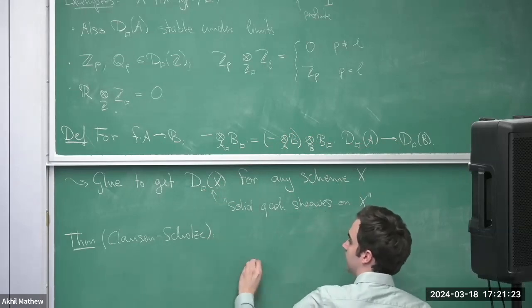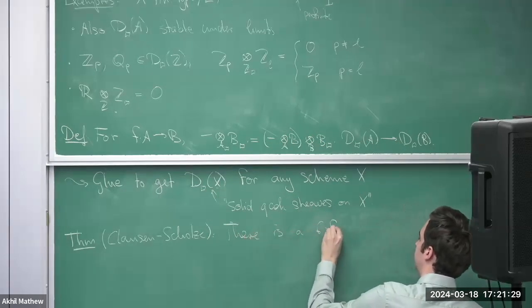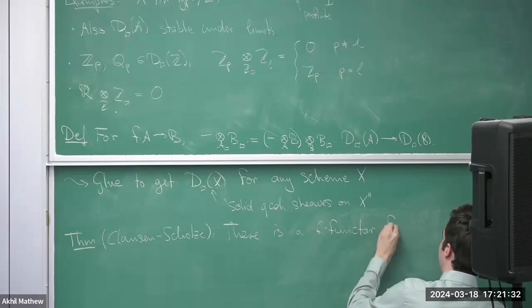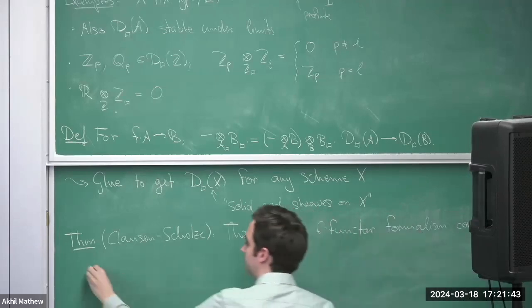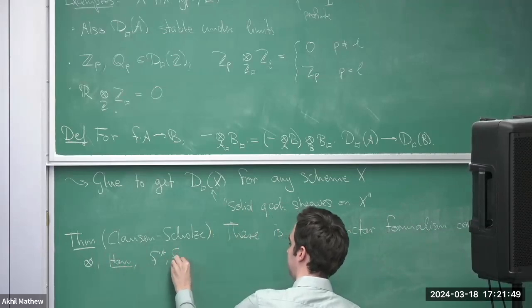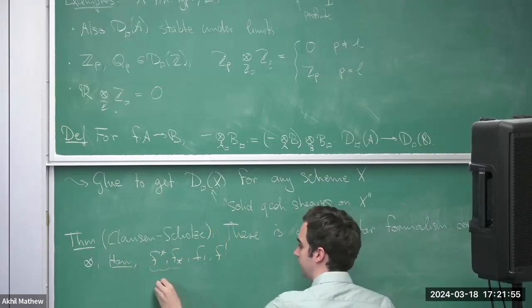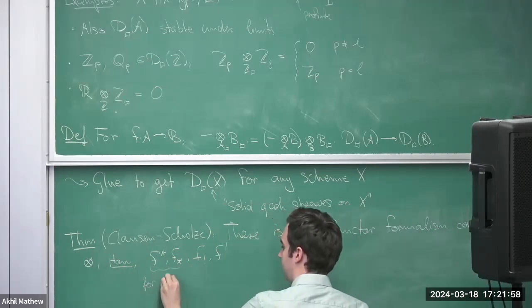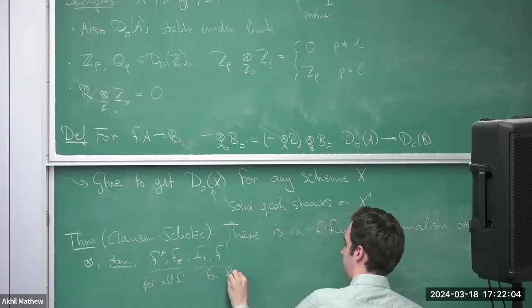Okay, and the theorem by Clausen-Scholze is that there is a functor formalism consisting of the beautiful 6 functors. So we have a tensor product, an internal hom, pullback, pushforward, lower shriek, and upper shriek. And these I will define for all that. And these are well defined for finite type.